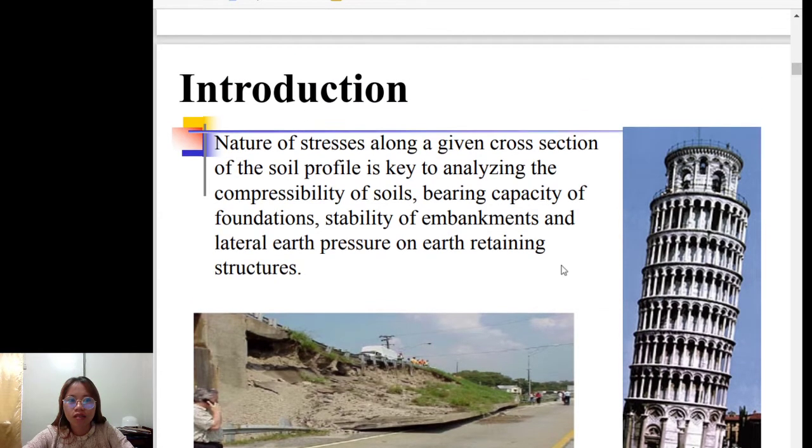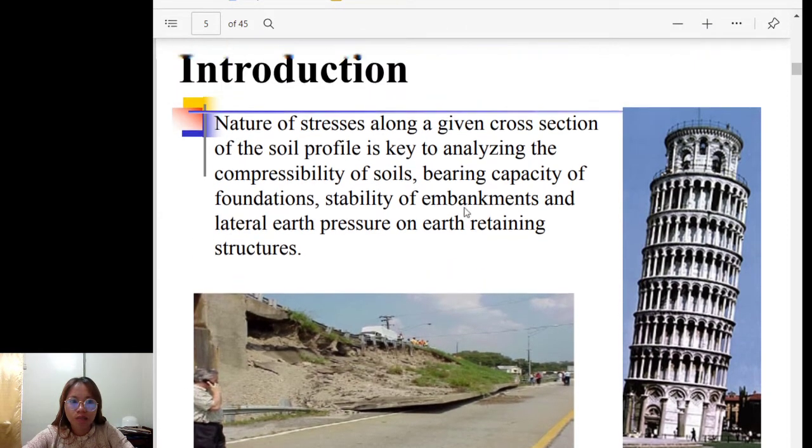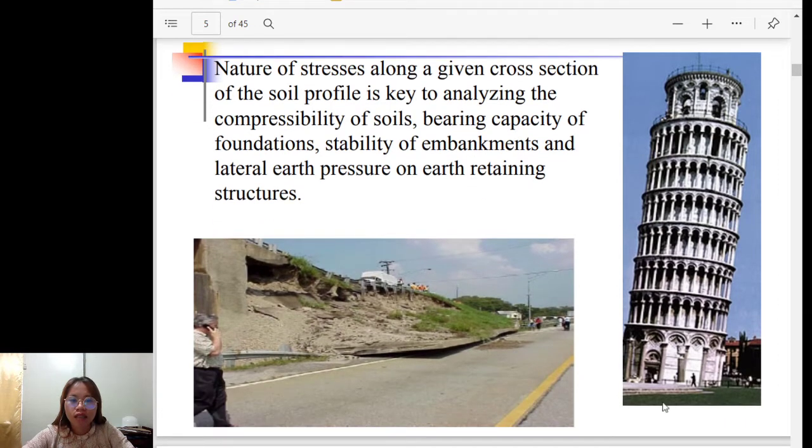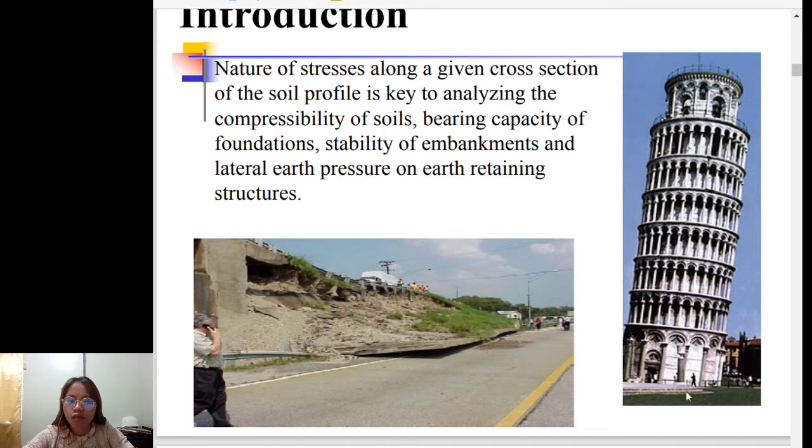the right. The study of this topic, the stresses of soil, is so that you'll have knowledge of how this happens, this leaning tower of Pisa. Maybe the soil in this portion is more compressible, or how to say, it settled because of the properties of the soil, which is more compressible than the other side.